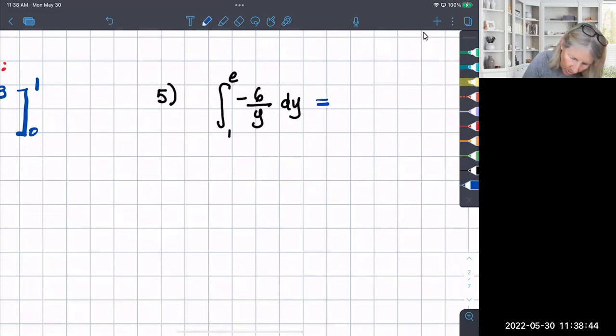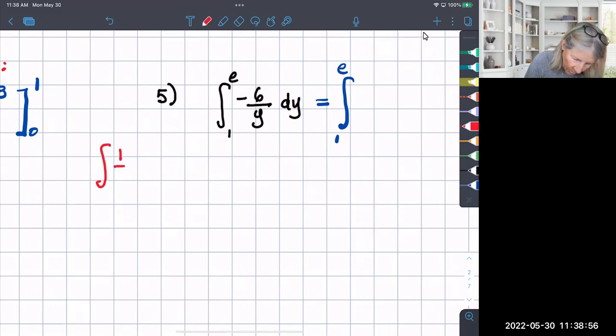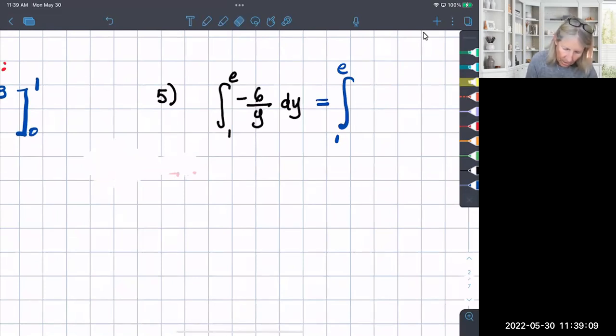So I'm noticing on this one, when we have this -6/y, if that was y to any power, I would bring it up. But when it's just a single y, remember, we have that rule. If you have an integral of 1/x, that's going to be a natural log. And in this case, we have a 1/y. So it's just going to be a natural log of y. So the -6 is just going to hang out there.